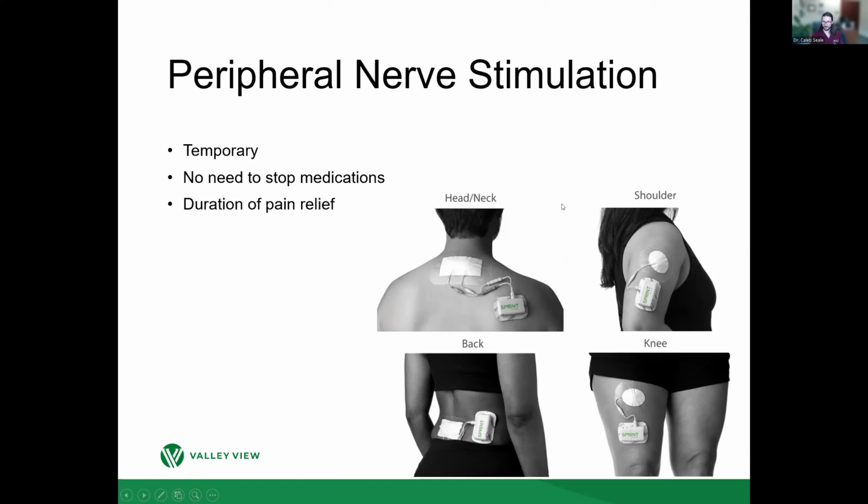So these pictures here show some of the more common areas that you can use peripheral nerve stimulation. Neck, shoulder, back, and knee, those are definitely the four most common. I have been using it for the shoulder and a few patients for the back. Everybody who has had it for the shoulder so far has really enjoyed it. And that's what it was first invented for, to treat chronic shoulder pain for patients who aren't surgical candidates.